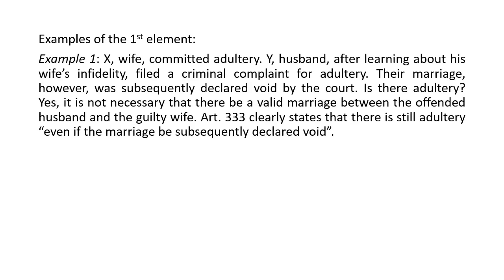Here are examples of the first element. Example number 1. X, the wife, committed adultery. Y, the husband, after learning about his wife's infidelity, filed a criminal complaint for adultery. Their marriage, however, was subsequently declared void by the court. Question: is there adultery? The answer is yes. It is not necessary that there be a valid marriage between the offended husband and the guilty wife. Article 333 clearly states that there is still adultery even if the marriage be subsequently declared void.